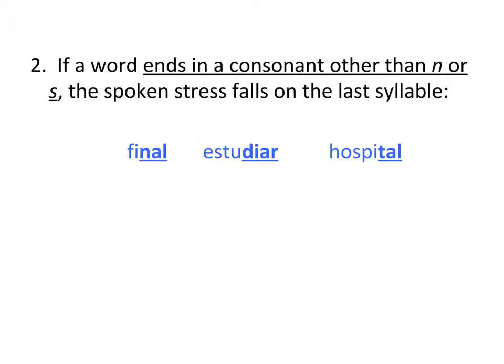Rule number 2. If a word ends in a consonant other than N or S, that's all the other words, by the way, that weren't addressed with rule number 1, the spoken stress falls on the last syllable, as in final, estudiar, hospital. So these are 2 rules that it would be very helpful for you to memorize. Rule 1, words that end in a vowel, N or S have their spoken stress on the second to last syllable. And now rule 2, all the other words get the stress on the last syllable.